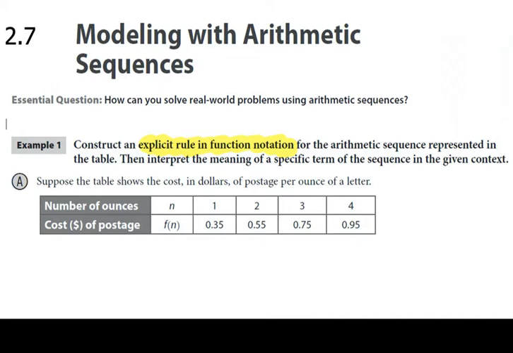Suppose the table shows the cost in dollars of postage per ounce of a letter. We have the number of ounces, 1, 2, 3, and 4, and we have the cost of the postage, 35 cents, 55 cents, 75 cents, and 95 cents. Well, I think the easiest thing to look at real quick is that we're going up by 20 cents. So we're adding 20 cents to get from one term to the next. That tells us that our common difference is 0.20.